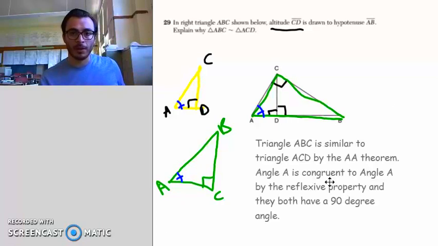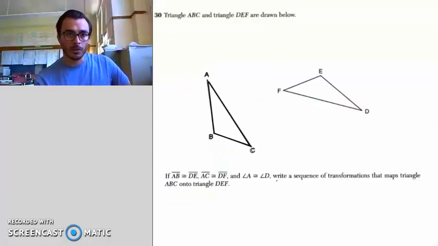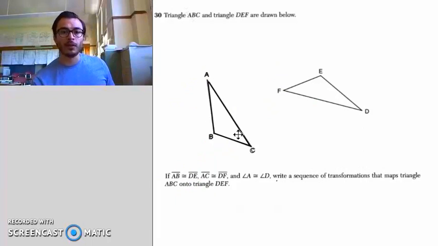So here's what I would write. Triangle ABC is similar to triangle ACD by the AA theorem. Angle A is congruent to angle A by the reflexive property, and they both have a 90-degree angle. So they're both similar by the AA theorem. That's my little explanation.